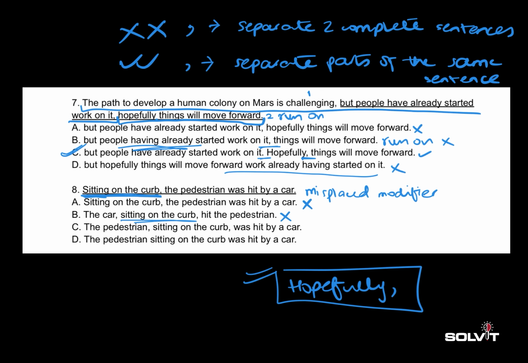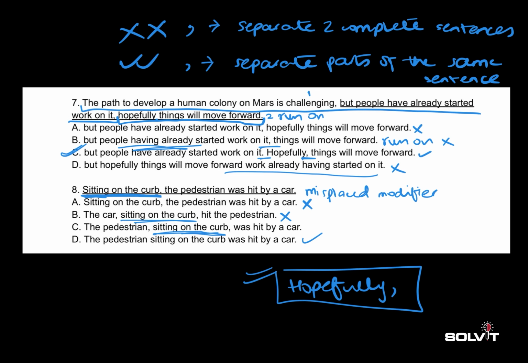But let's look at option D. The pedestrian sitting on the curb was hit by a car. Now this sentence is short, it's complete, and it's giving you the message, right? It's telling you exactly what it's meant to say. Okay, so the pedestrian sitting on the curb was hit by a car. What is this sentence telling you? That the pedestrian who was sitting on the curb was hit by a car. Now, the difference between option D and option C is that since the modifier is enclosed in commas, right? There's a comma before it and there's a comma after it. It kind of makes this modifier useless.